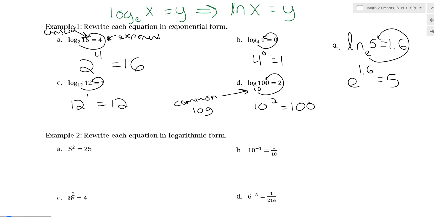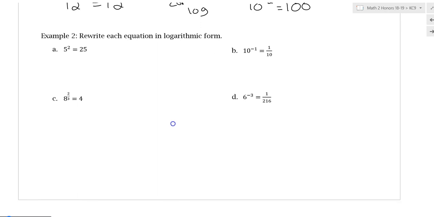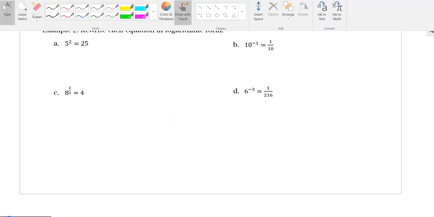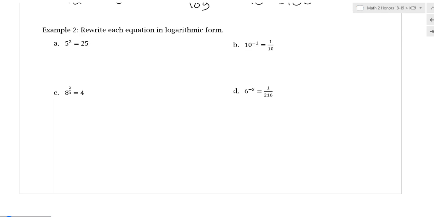If we look at example 2, right, now we're going the other way. We have an exponential form, and we want to get into logarithmic form. The same method still works. Loop around. We start with our base. So log base 5, right, by looping around, 25 comes next, equals 2. Okay, so log base 5 of 25 equals 2.